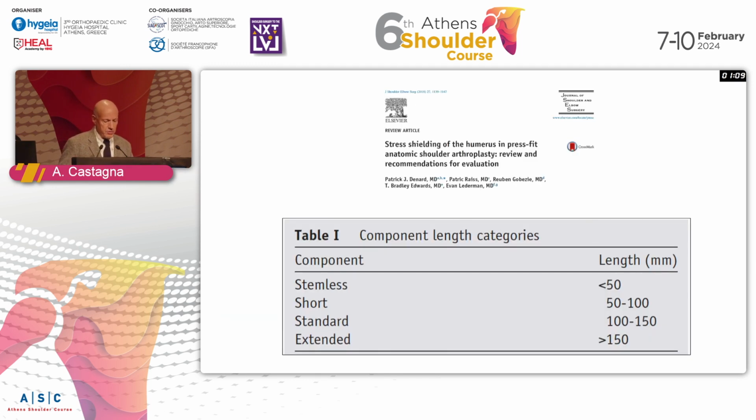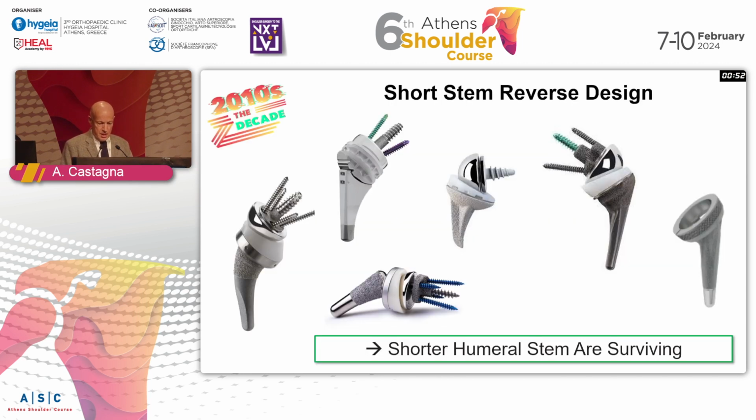Just to speak the same language, this is a classification coming from Patrick Denard. A component is stemless when the length of the stem is under 50 millimeters, short is 50 to 100, standard is 100 to 150, and extended over 150. And now we have many short stem reverse designs available, and they are under observation. Some designs are already changing, curved, straight, whatever, because we are noticing some issues. It is a short life, only 1 decade or so, so we are still surviving, but for the evolution of the species, under observation, let's say.